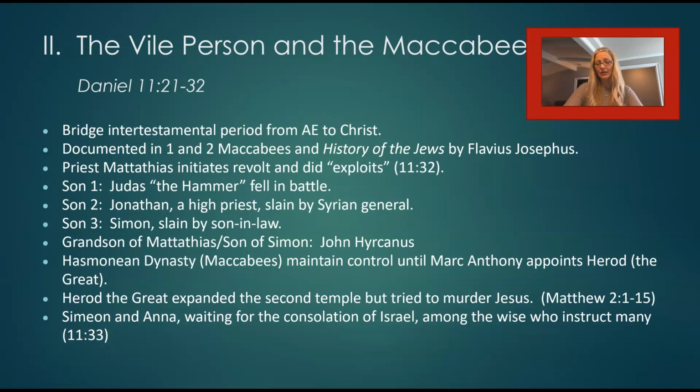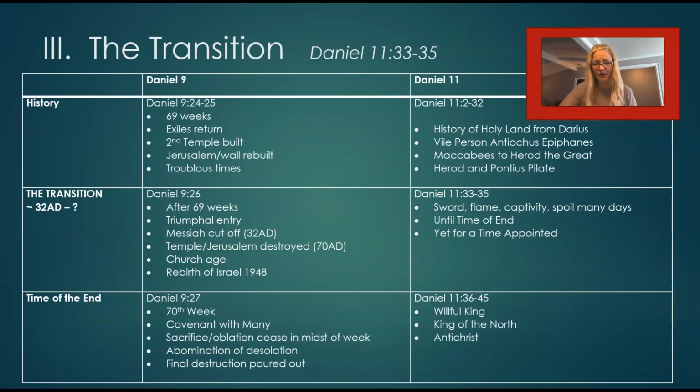Great. Herod the Great at first seemed to be a great friend of the Jews. However, he was the one who attempted to murder Jesus by issuing the decree that all boys under the age of 2 should be slain. So Daniel 11:21-32 spans this intertestamental period, which many popularly interpret as representing the time of Antiochus Epiphanes up to Christ.